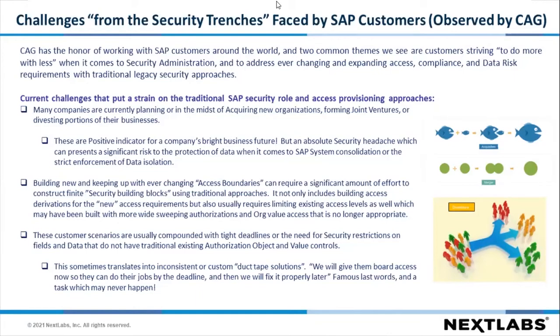I think we've all sometimes had to make the hard decision, or use the term, we'll give them broad access now and then we'll fix it later, right? And unfortunately, those are famous last words where that fix never happens. And what all of that translates into is the potential of risk within your organization of people not having the right access. So we'll go to the next slide.